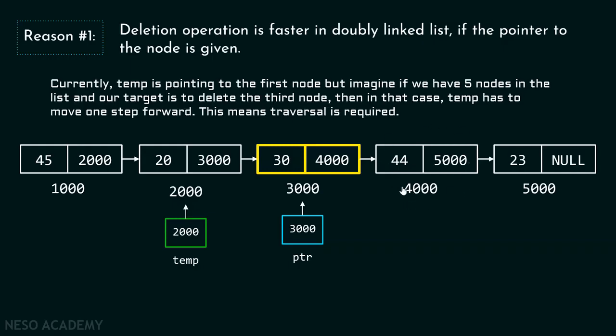This is the second last node of the list. Then the temp pointer has to point to the third last node of the list. This is the worst case you can consider. This means that order of n is the time complexity, right? So deletion operation in case of a singly linked list takes order of n time.